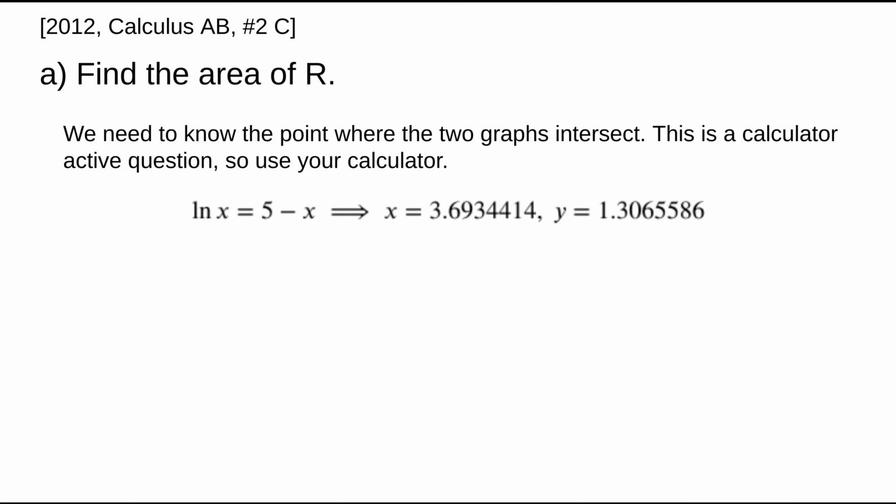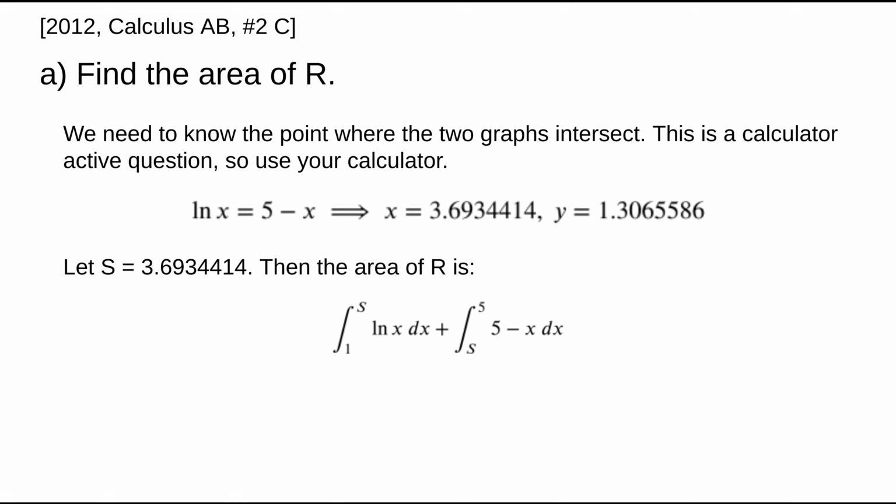Be that as it may, the x value we need is 3.6934414. We're going to call that s. This way we don't have to keep typing it out or writing it out if you're doing these problems by hand. But that means that the area of the region R can be found by adding these two integrals together. If I integrate the natural log function from 1 to s dx, and I add that to the integral from s to 5 of 5 minus x dx, that sum is the area of region R.